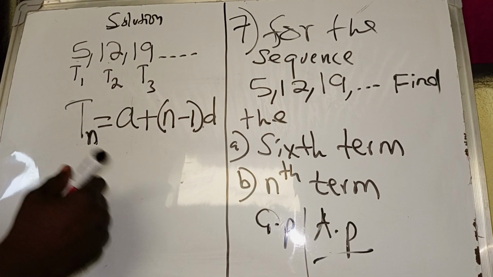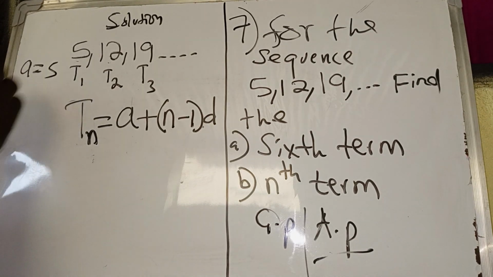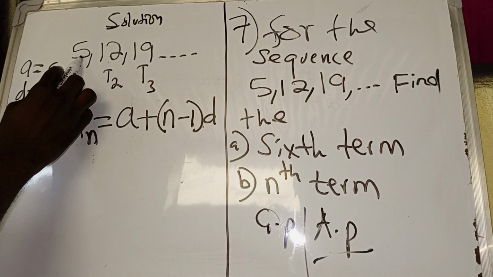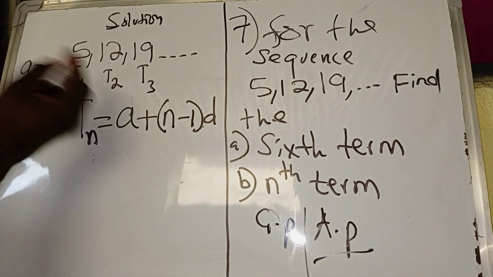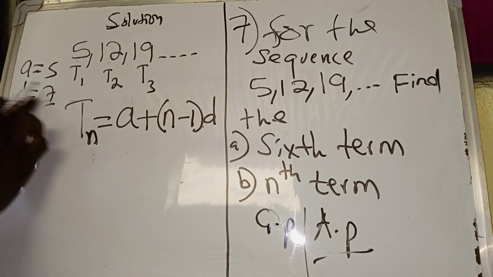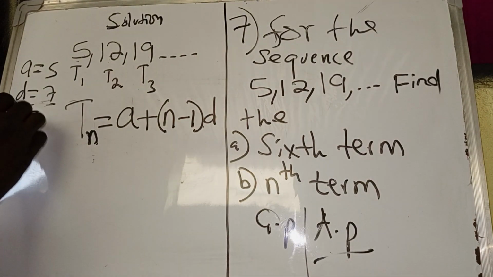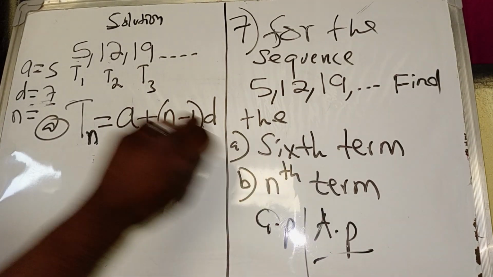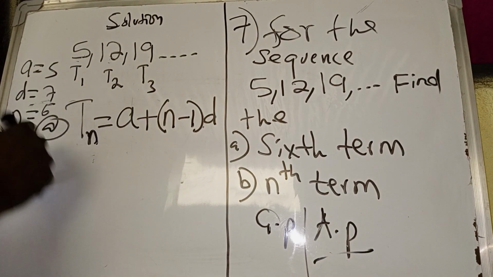So in this case, let's check what is our a. A stands for the first term, which is 5. Then d is the gap between the two terms: 12 minus 5 is 7, and also 19 minus 12 is 7. So d is 7. Then what is n for question A? Question A is asking for the 6th term, so n is 6. So we just plug in the values.